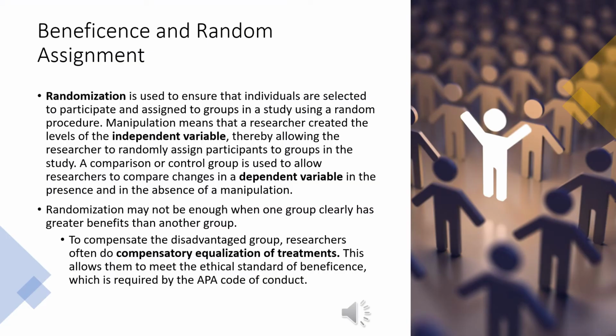We've talked a lot about random assignment and different variables and things like that, but as it relates to beneficence here and the APA Code of Conduct, we see this a lot with medical experiments. In order to compensate the disadvantaged group, they'll do some kind of equalization of treatments when we're testing different drugs and things like that. But the principle of beneficence is a moral obligation that we have when we practice in research to act for the benefit of others.